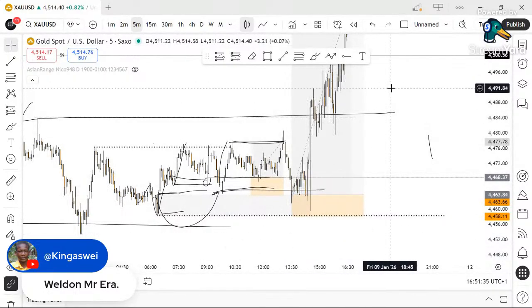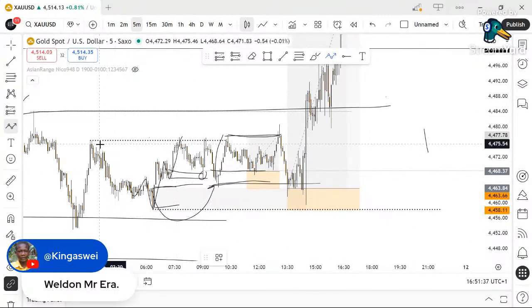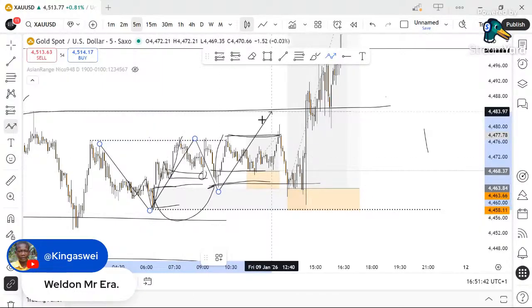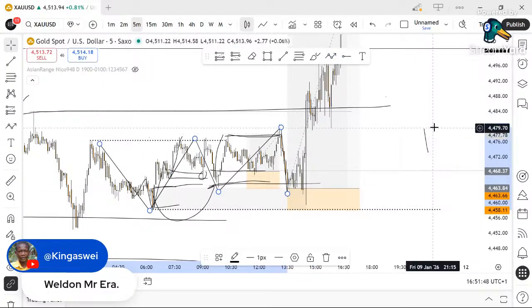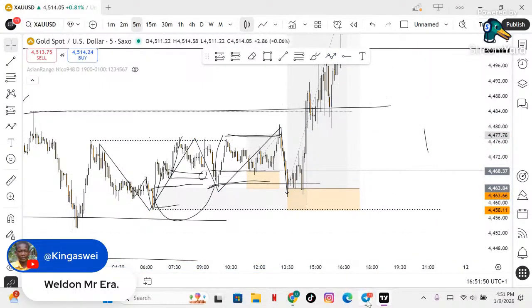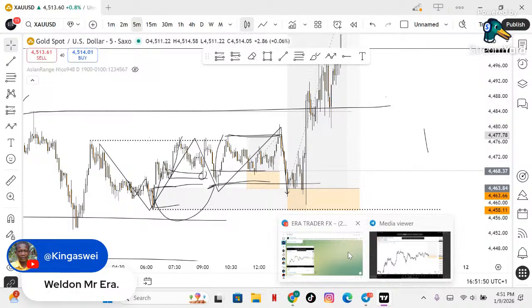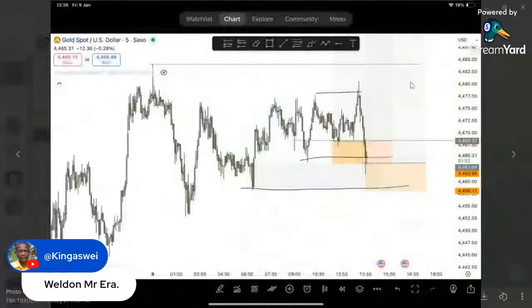Then I now saw the whole bigger picture of everything. So I saw this, and I saw this, and I used this as B, and I knew that, okay, price is going to come in. So immediately I saw that, I sent it to Telegram again. I said you can buy from that level, our buys are still valid. So this was when I sent it to the Telegram that our buys are still valid.